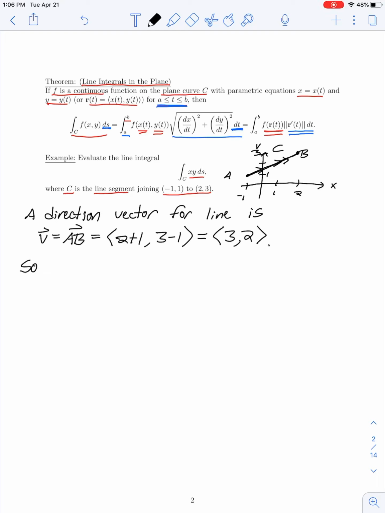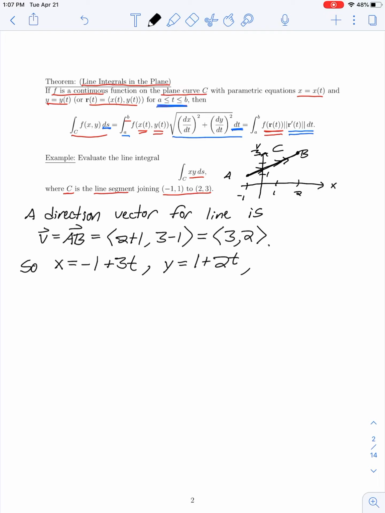So parametric equations for this line segment would be given by x equals my x naught value. So for the first point, we had an x component of -1 plus the x component of our direction vector, 3, times a parameter t. And y would have parametric equation 1, that is the y component of my first point A, plus the y component of our direction vector, which is 2, times t.